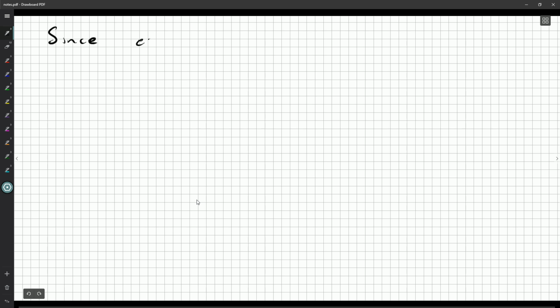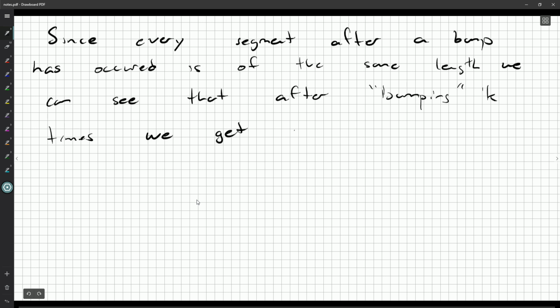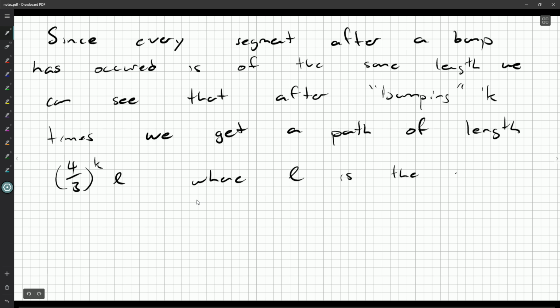I'd probably say something like, since every segment after a bump has occurred is of the same length, we can see that after bumping k times, we get a path of length 4/3 to the k, L, where L is the original segment, or I guess you could start in the middle of the process with a path, but the original segment's length.